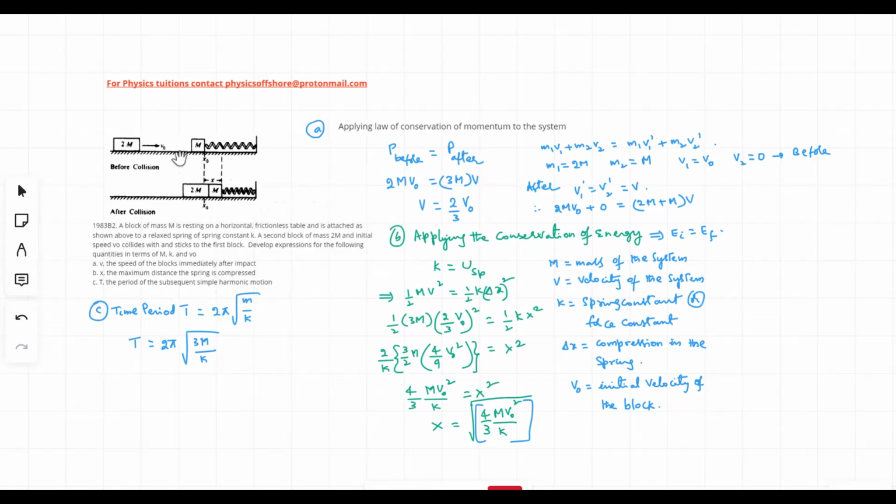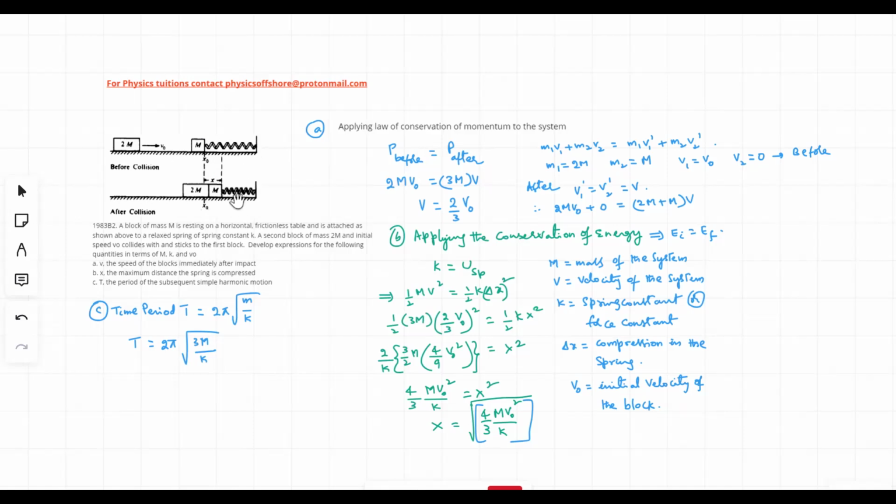Here, what is happening? A block of mass 2m is moving with a velocity v0 and collides with another block of mass m attached to a spring. The spring is in a relaxed state, that means it is neither stretched nor compressed. After the collision, both the masses stick to each other and then compress the spring. We have to find out the final velocity of the system and also the compression of the spring.